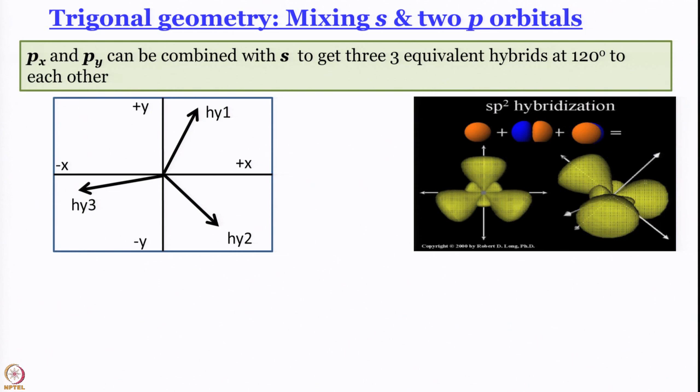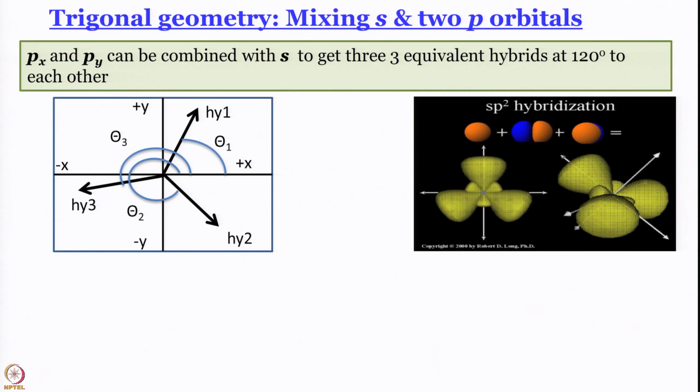You mix 3 p orbitals, you will never get 3 hybrid orbitals in a plane. That is why s is required. So, s and 2 p orbitals. So, let us work with, for now, px and py orbitals. And let us say that these hybrid orbitals are in some orientation. So, the angle with x of hybrid 1 is theta 1. The angle with x for hybrid 2 is theta 2 and for hybrid 3 the angle with x is theta 3. Please remember, I have only defined angles with x axis.